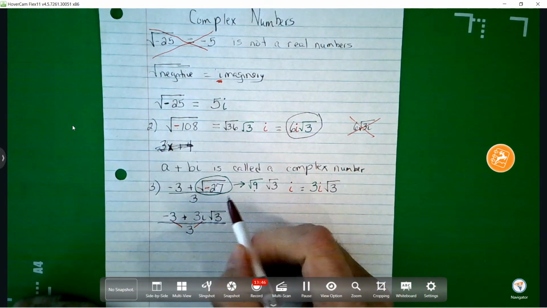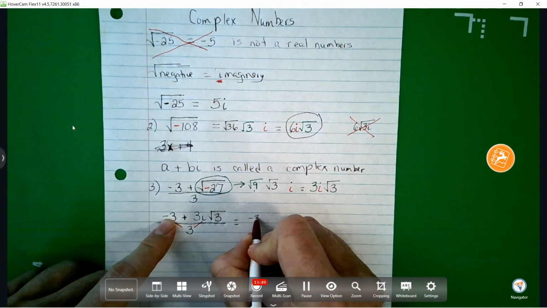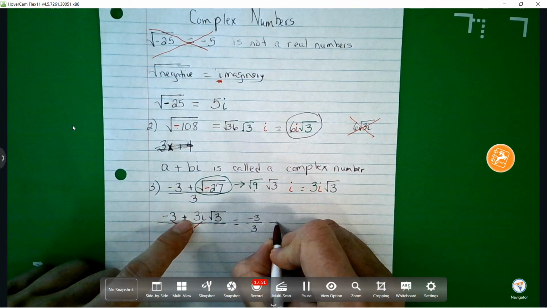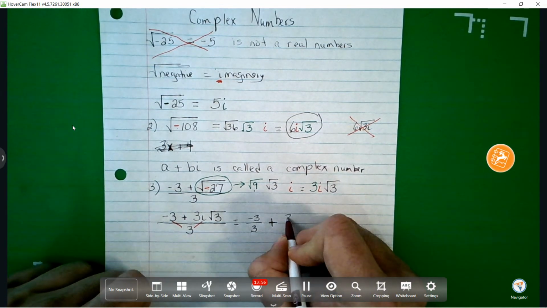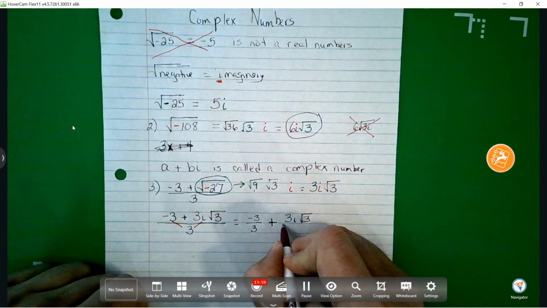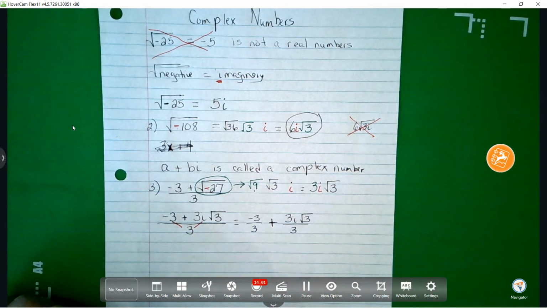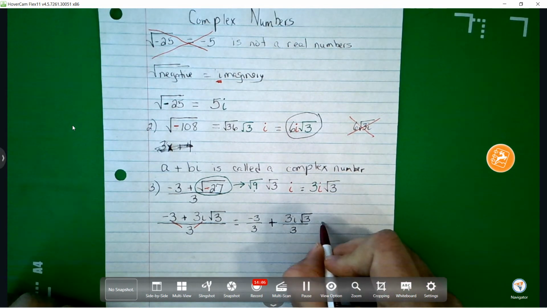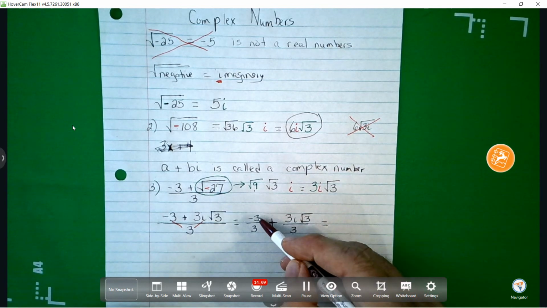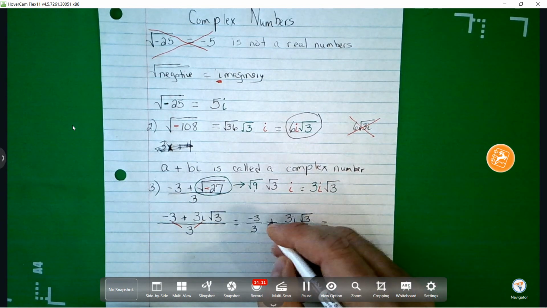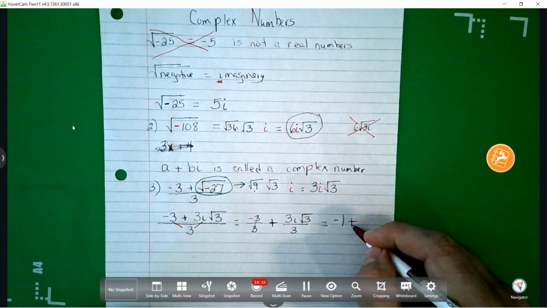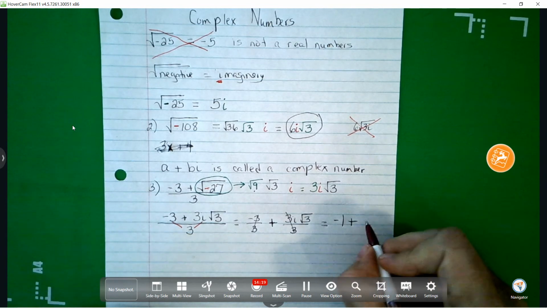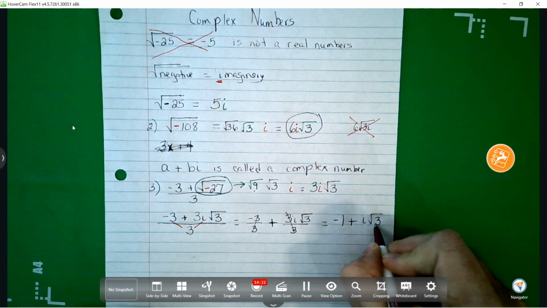Let me write this step out right here. You go negative 3 over 3 plus, this plus is that one right there, 3i square root of 3 all over 3. These little marks here are universal symbols for separate. Put both of those over 3. And now, let's see, negative 3 over 3, that reduces to negative 1 plus, cancel those 3s, and you have i square root of 3.